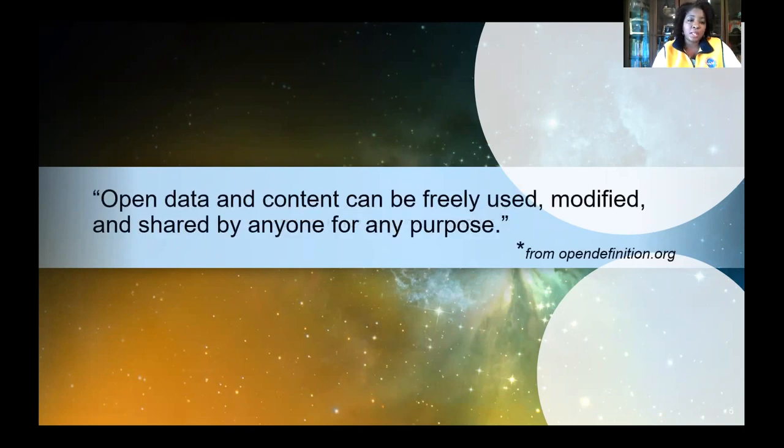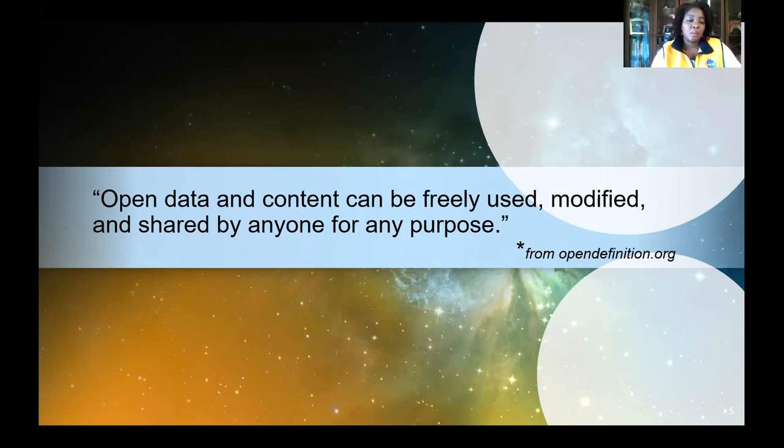So what you're looking at here is the widely accepted definition of open data. Open data and content can be freely used, modified, and shared by anyone for any purpose. An organization called the Open Knowledge Foundation worked with partners to create the Open Definition, capital O, capital D, and there's a ton of detail available on the website opendefinition.org, where I pulled this from. They have details about both the legal and the technical aspects of the Open Definition that make this a really specific term and a specific idea.